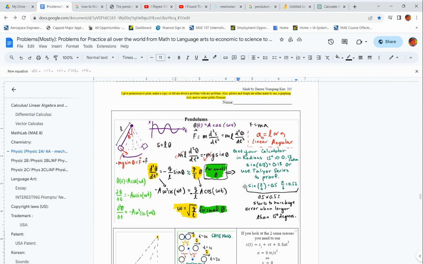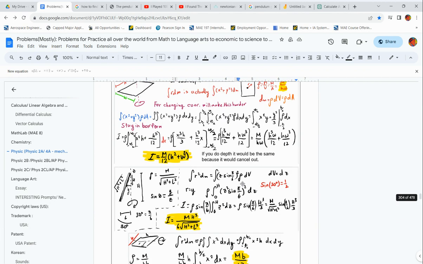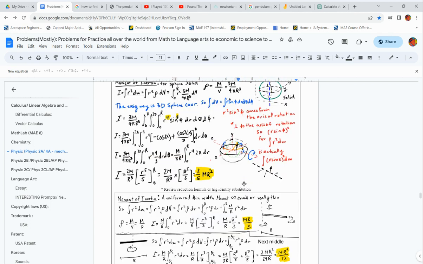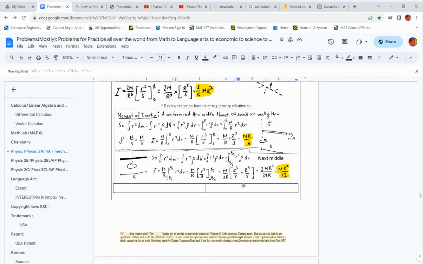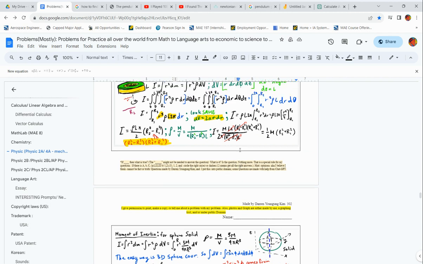So yes, this document has been a long time coming, and I'm glad to say that most of my moment of inertia work is good. The solid ones are good. I still do need to make one with the hollow sphere, but yeah.